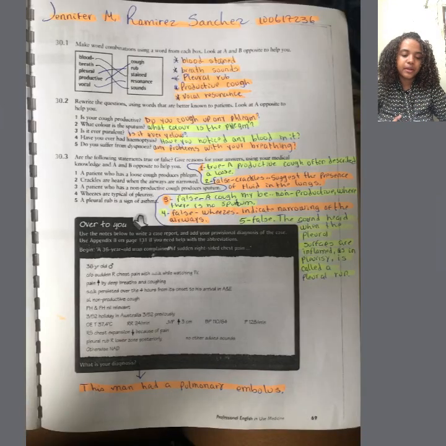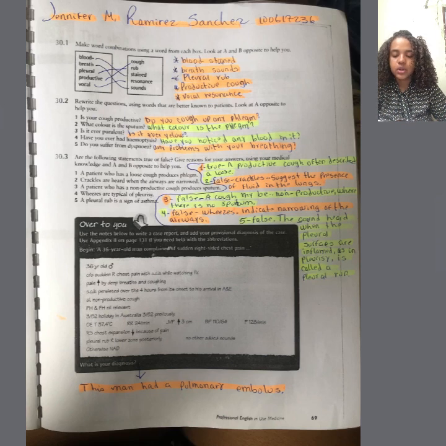Chapter 30. Make a word combination using a word from each. Look at A and C opposite to help you. Blood stain, abrasions, pleural rub, product code, vocal resonance.